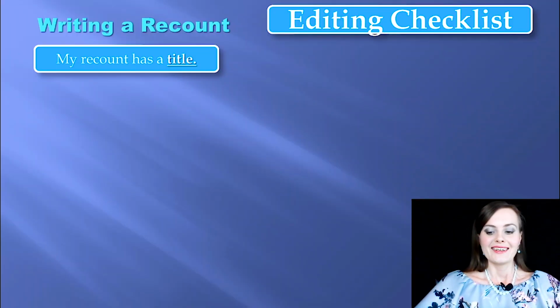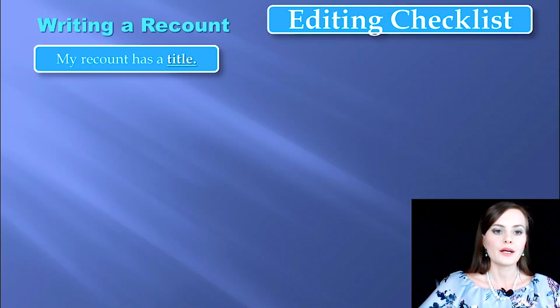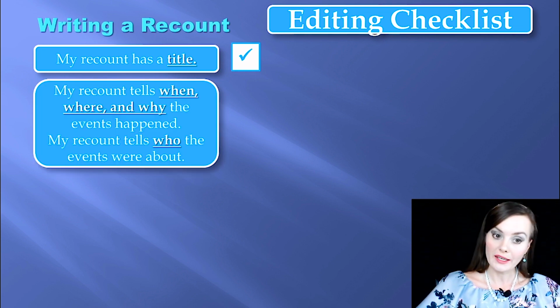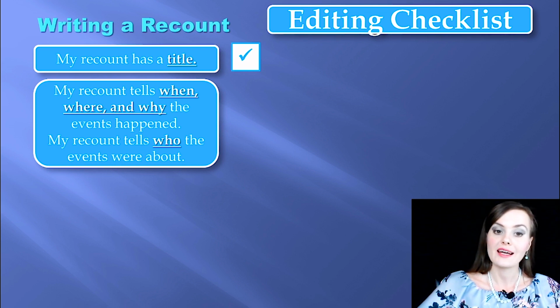Okay, and now it's time to edit. It's time to edit your recount. After you are done writing everything, go ahead and edit it. I prepared for you a checklist, and this editing checklist will help you to find out if you missed anything. So first, go ahead and check: my recount has a title. If your recount has a title, put a check mark. Next, my recount tells when, where, and why the events happened. My recount tells who the events were about. If you included all these parts in your recount, please put a check mark.